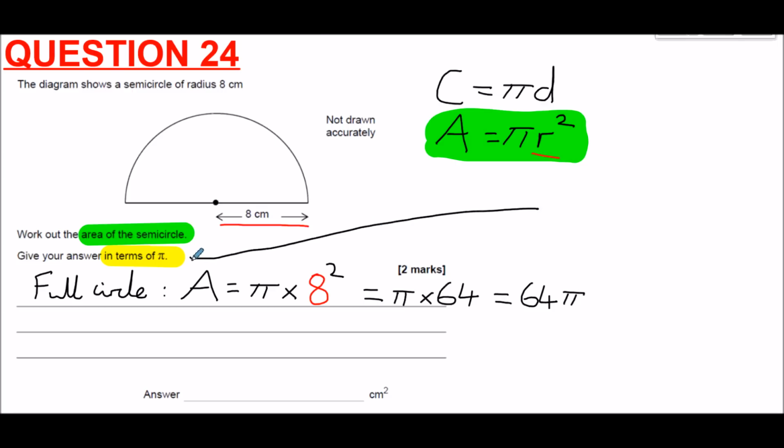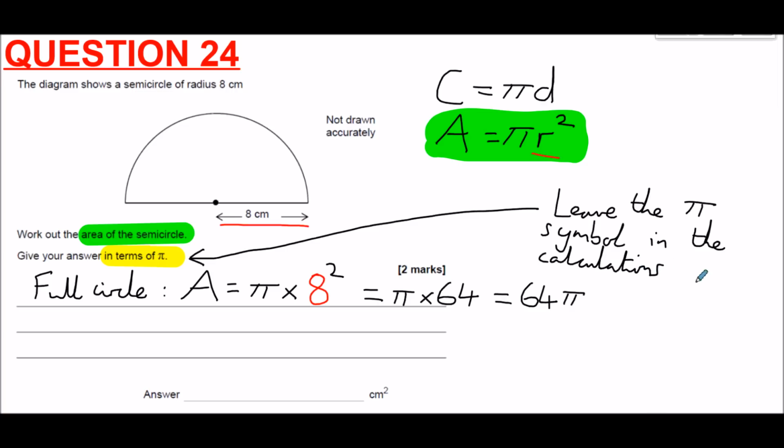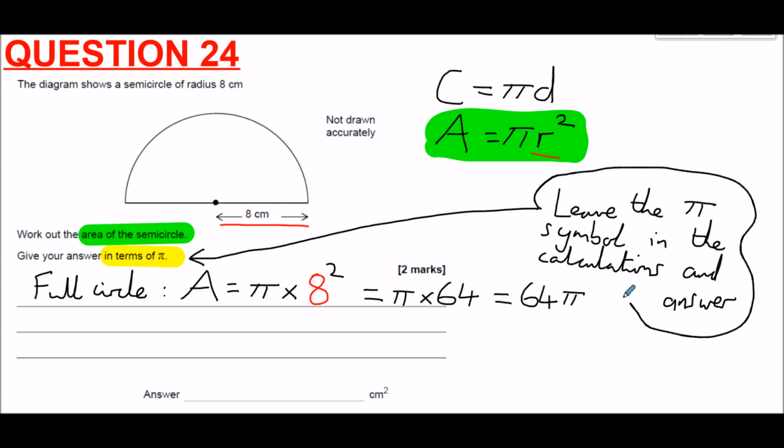If ever a question asks you to give an answer in terms of pi, it means leave the pi symbol in the calculations and the answer. So, as I was saying, if it were a full circle, the area would be pi times 8 squared, pi times 64, which would be 64 pi.